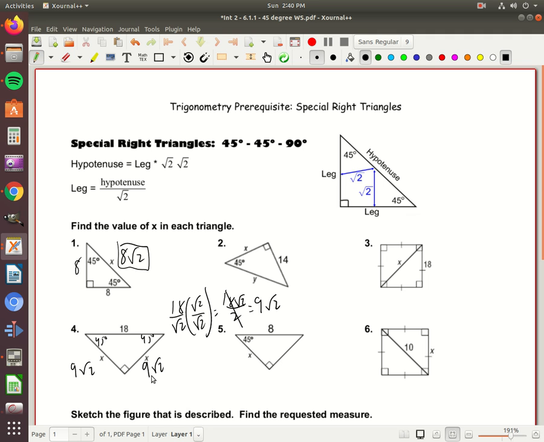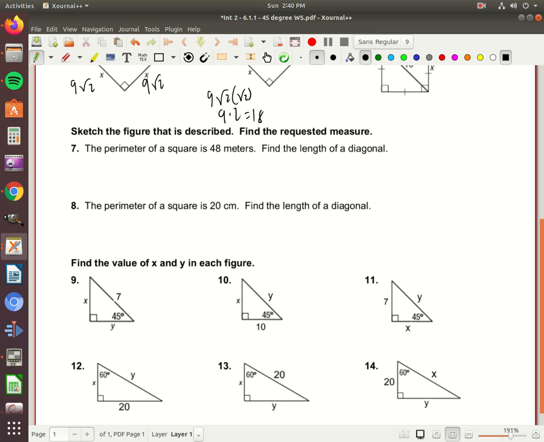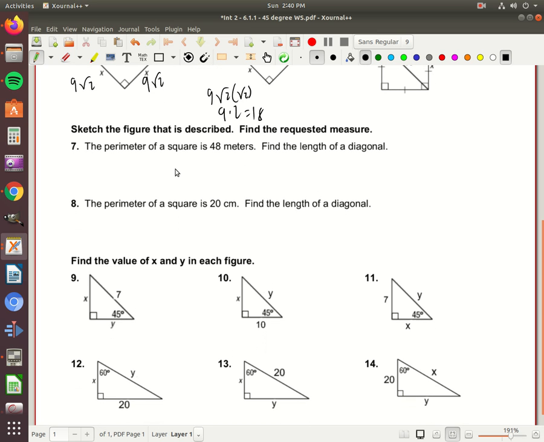And again, if you want to check that, we know that if you're given a leg, you multiply by the square root of 2 to get the hypotenuse. So what would be 9 times the square root of 2 times the square root of 2? Well, it would be 9 times 2, which would be 18. So you can see that works out quite nicely. So moving along, we get a couple of word problems. I know this one can be a little bit tricky, but I don't think it's that bad.